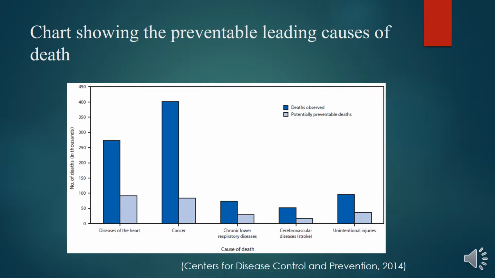From this slide, as you can see, there is a chart showing the preventable leading causes of death. These can also be called chronic diseases or the preventable diseases. As you can see, many people have died because of these diseases. We have heart disease, where more than 250,000 people have died. Then cancer, which is the highest, has caused the most deaths. So that is the chart that really shows this.